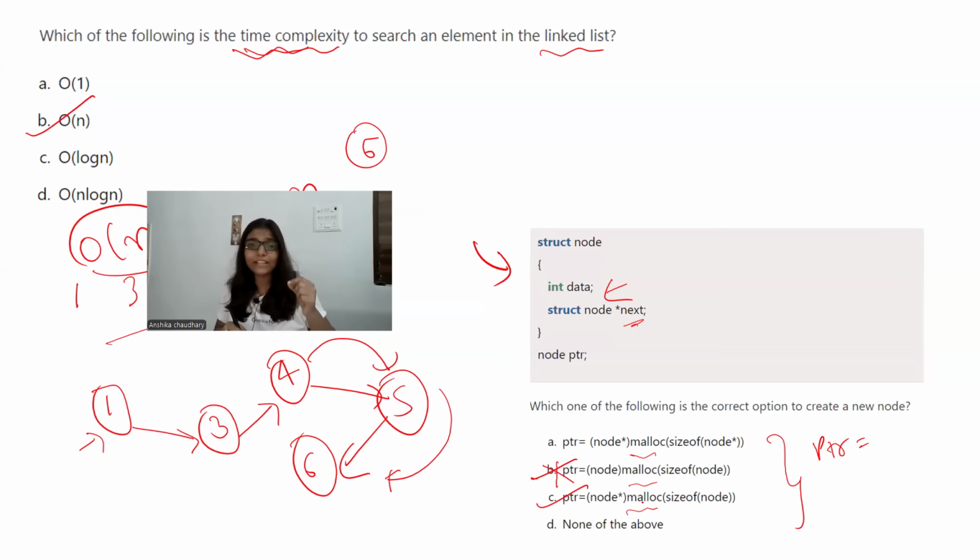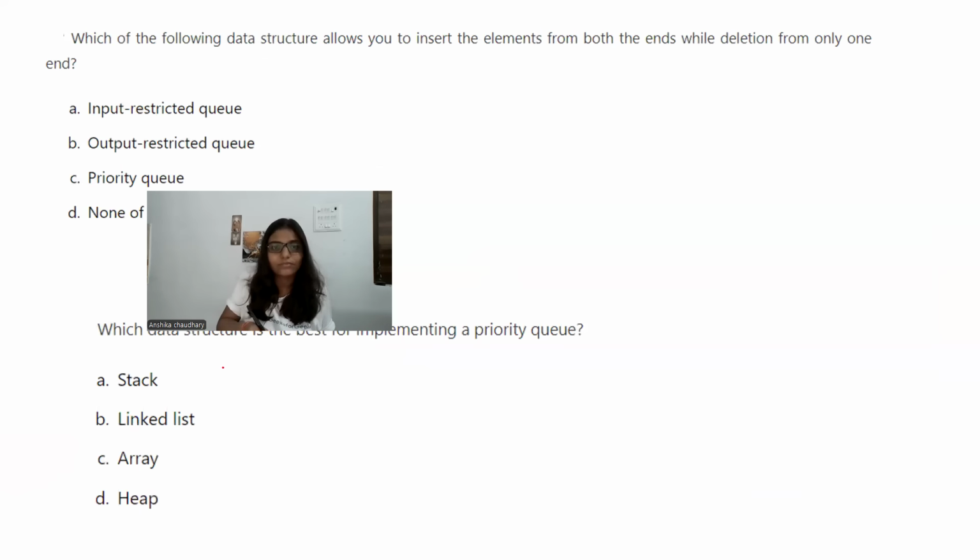Pointer, node pointer, because node is the newly created node. So the pointer will point to that location that is created just now, and malloc is useful for memory allocation, and it will be the answer. Pointer equals node pointer malloc sizeof node, and this is the syntax of C and C++. All right, let's move on to the next question.